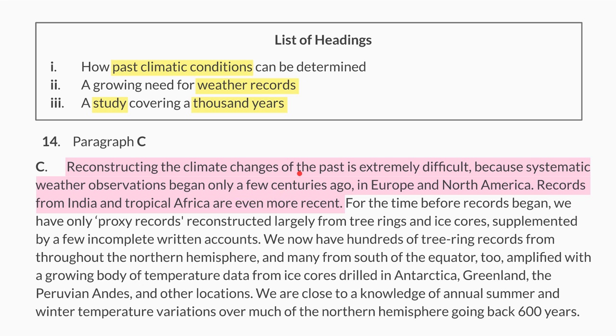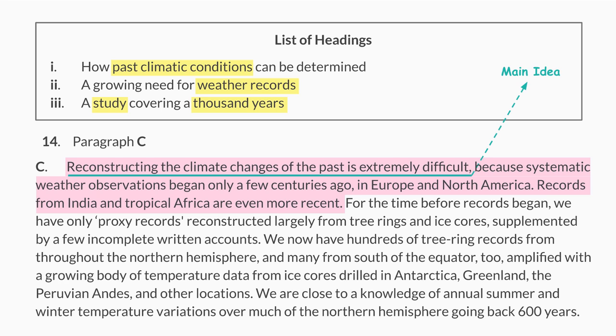So these two sentences are really talking about how reconstructing the climate changes of the past is extremely difficult. So trying to figure out what the climate change used to look like in the past is a difficult thing to do. And that is really the main idea. That is what this whole paragraph is going to expand upon. So that's the gist. So you have to be able to look at the first sentence and the second sentence and maybe the last sentence sometimes, and you have to be able to identify the gist of that paragraph.